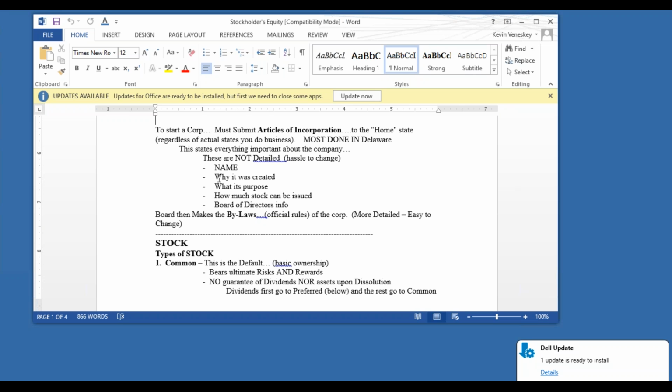The day-to-day rules, how the company is going to be run, that's kept in-house, and those are called bylaws. And those can change very fluidly. You can change those when needed. These Articles of Incorporation are the big points of the business that should not be changed. And if they are, you're going to have to go through a lot of hoops.